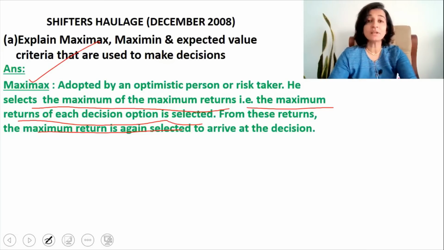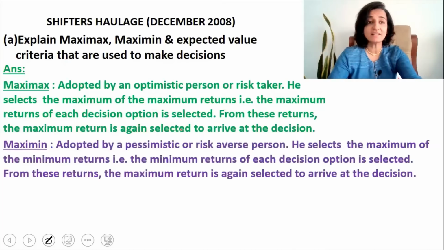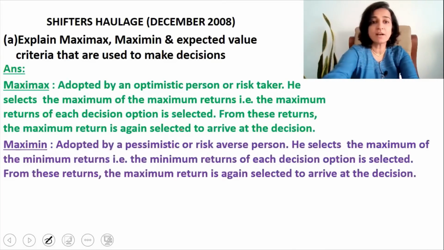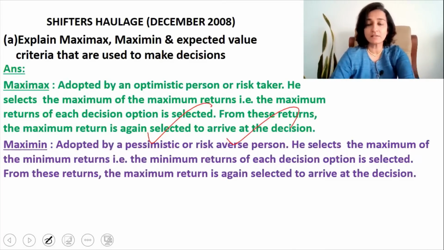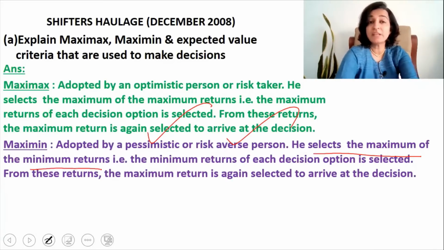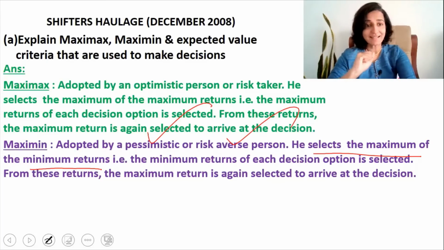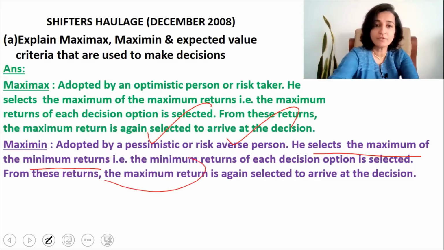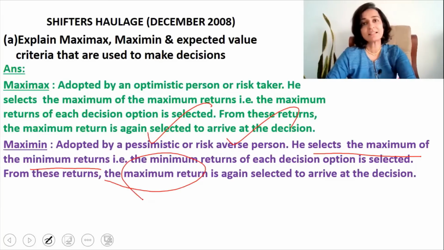Now coming to the maximin criterion, it is adopted by a pessimistic or a risk-averse person. So first you write the attitude of the person and then you write the method that is adopted. So what is the method? He selects the maximum of the minimum returns. That is, first the minimum return of each decision is selected, and then out of these the maximum return is selected. That is how we do the maximin approach.